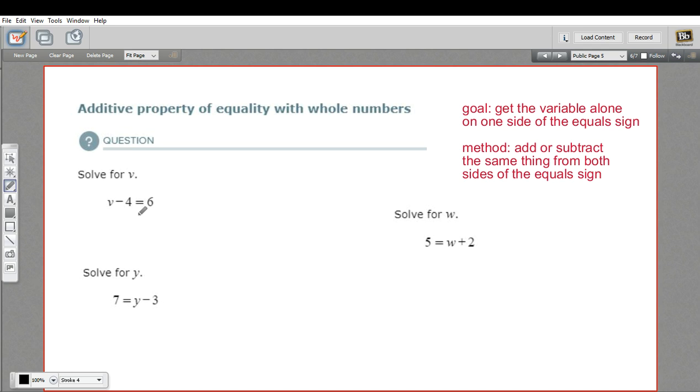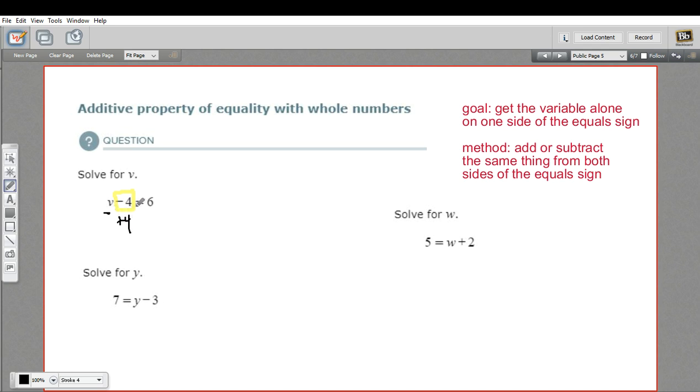We have v minus 4 equals 6. I want this v alone. So what I want to do is get rid of this negative 4. That's the problem over here. I want that negative 4 to go away. When you want something to go away in an algebraic equation, you have to do the opposite. This is minus 4. The opposite of that is plus 4.